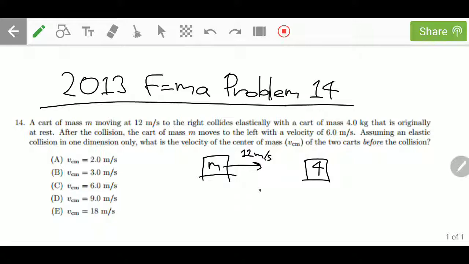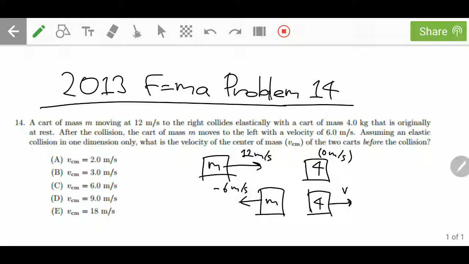And after the collision, the cart of mass m moves to the left with a velocity of 6 meters per second, so I'll write that as -6. And the mass of 4, we're not told, so it'll move, suppose, at some speed v. So here, we have two variables, m and v.